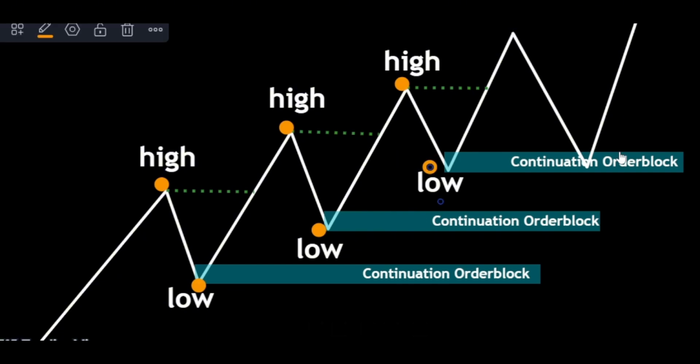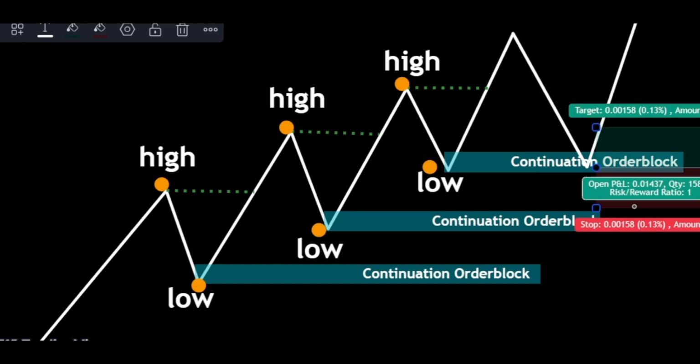When you buy from there, your stop loss should just be slightly below, and then you target the highs, guys. So that's that. Your stop loss just slightly below, and the highs.